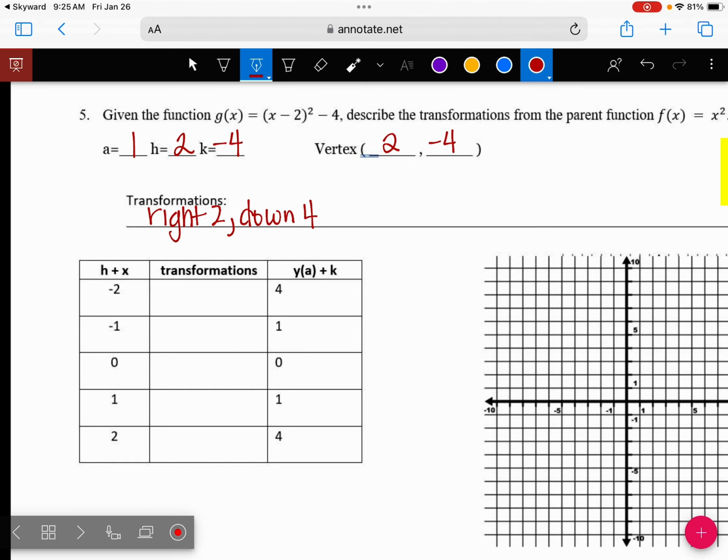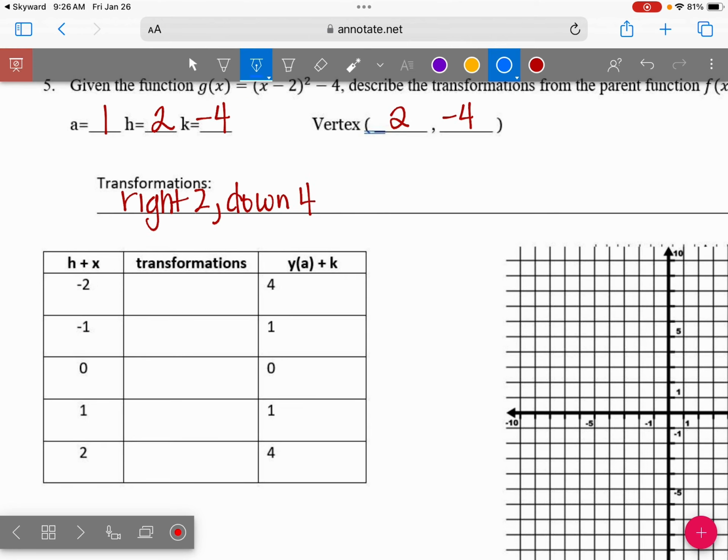Okay, so we're going to do our graph. What we have right here is our parent. So I want you to go ahead and graph these 5 ordered pairs. This represents the parent. So plot these 5 points off to the side. I'm going to write it over here too.